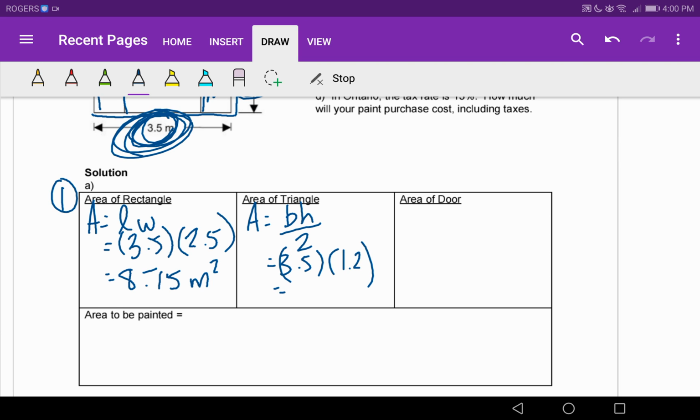Okay, and your final answer there, make sure you divide by 2. I apologize, I forgot to put that there. Very simple to make that mistake. You should get 2.1 meters squared.